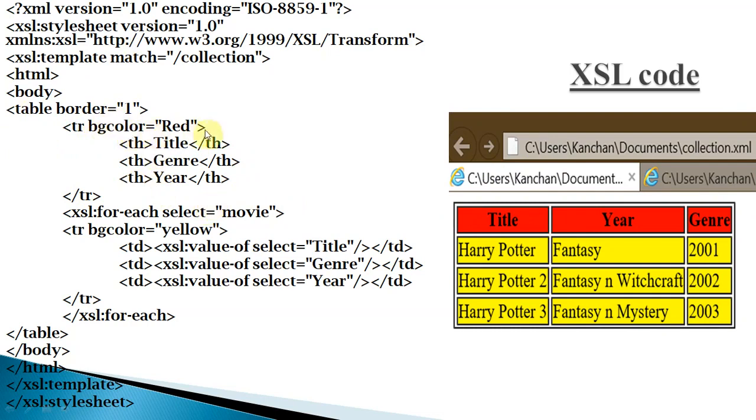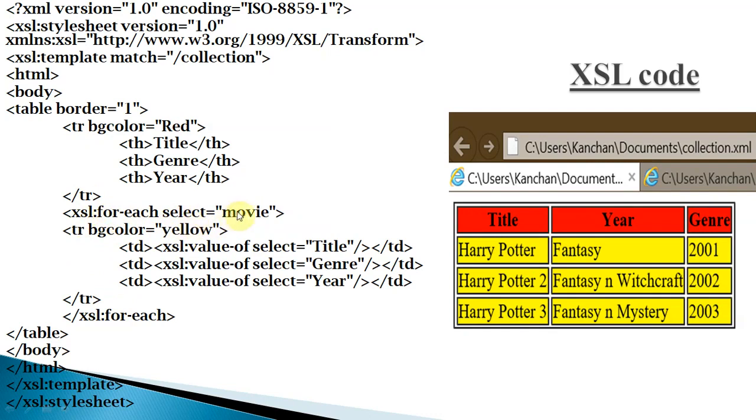So TR with BG color red, its background color is red. The background color of the first row is red, and it will be displayed red. We have given three headings here, heading 1, heading 2 and heading 3. TR is started here and closed here. Now from the second row to the fourth row, we have to change the background color to yellow. So again we will write XSL for-each select movie.